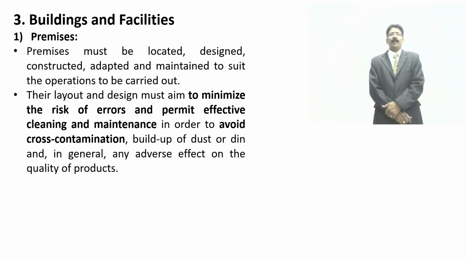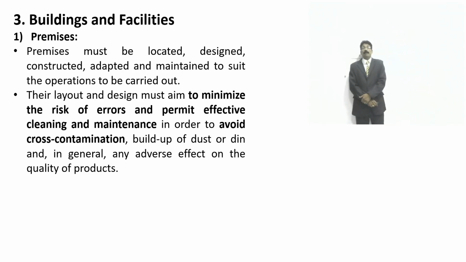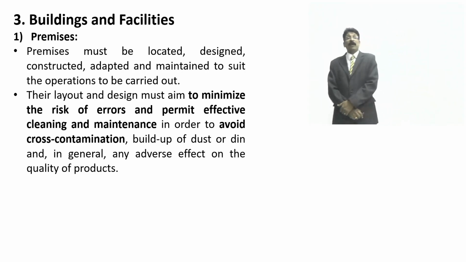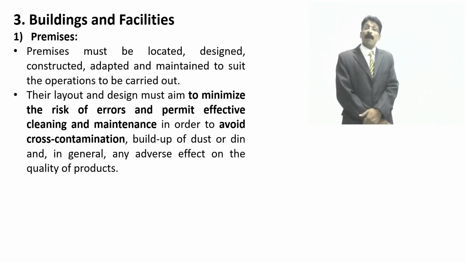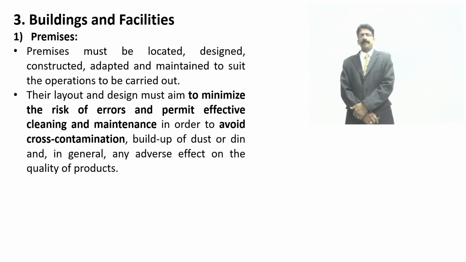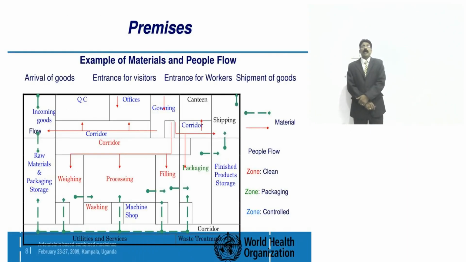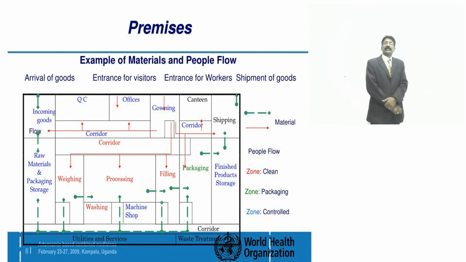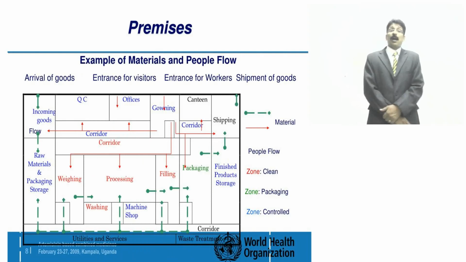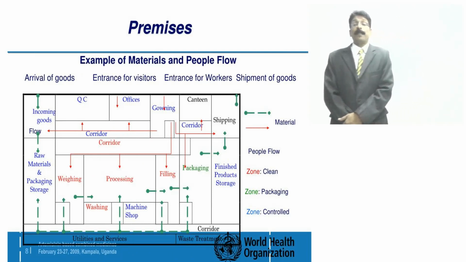So that's why it's very important for you to think about the premises: cross-contamination, cleaning and maintenance. You should have a design in such a way that it can be easily cleaned, and unnecessary noise from outside should be prevented. And this is an example of the premises, an example flow chart for materials. This is just a flow of a building construction.